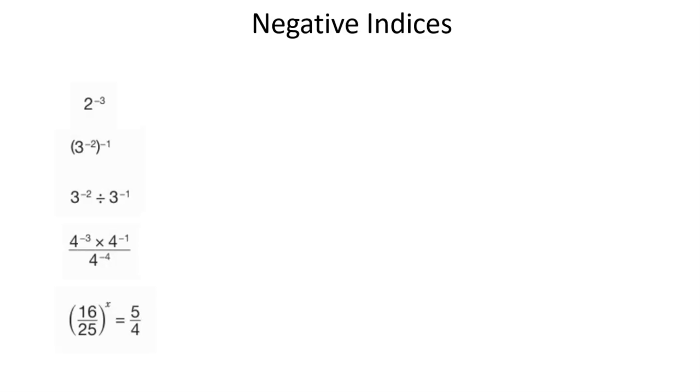Hello, and this time we're looking at negative indices. What does it mean to have 2 to the power of something with a minus sign, or indeed anything to the power of a negative number? Well, it's quite straightforward: if you have a negative power, it simply makes a reciprocal, which means 1 divided by that number to the power without the negative sign.